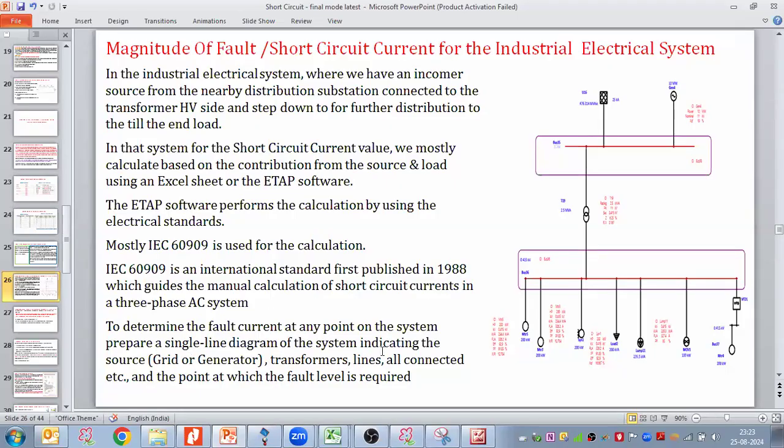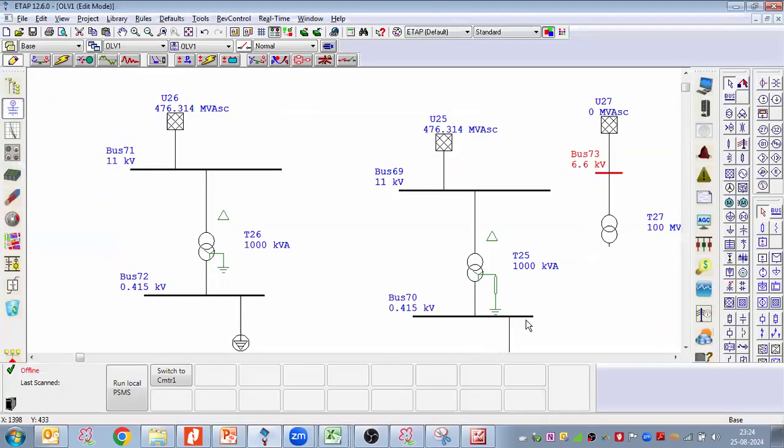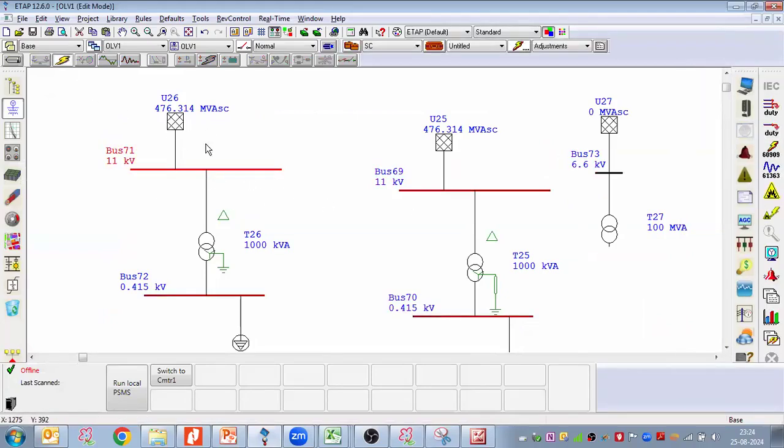If grid, then there would be a line as well. All other connected load as well. All load means the motor load, whatever load is connected. And the point at which the fault level is required, we can just take that, whether we require fault at this level or at this level. This level fault would be your bus fault, because grid fault.